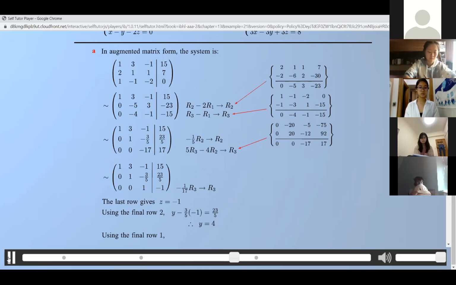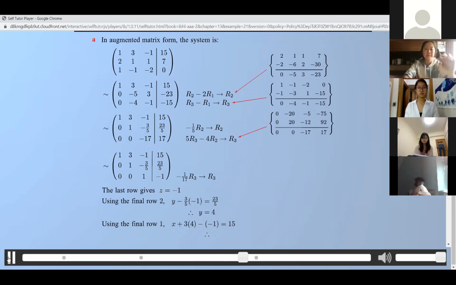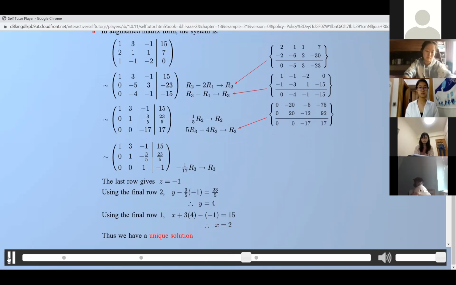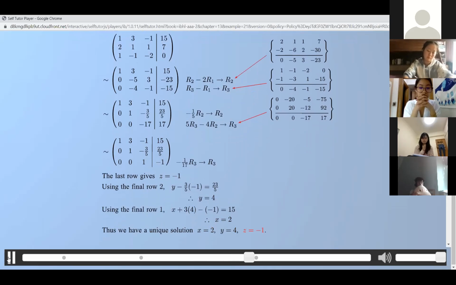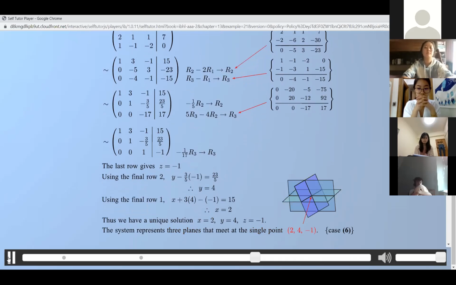We now use the values for both y and z in row 1. 1x plus 3 times the value of y we have just found minus the value of z we have just found equals 15. We solve to find x equals 2. So the system has a unique solution. X equals 2, y equals 4, and z equals -1. The system therefore represents 3 planes that meet at the single point 2, 4, -1.